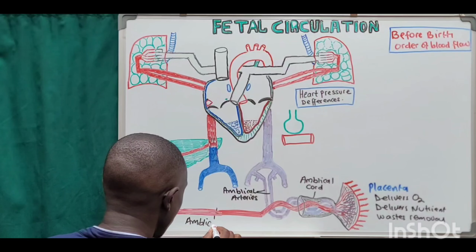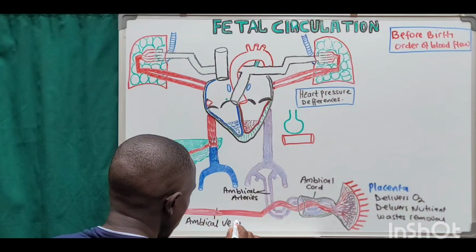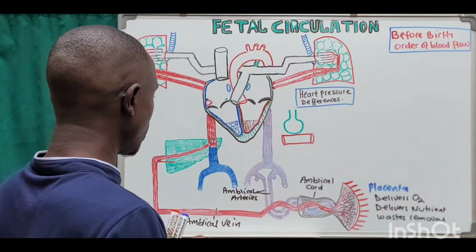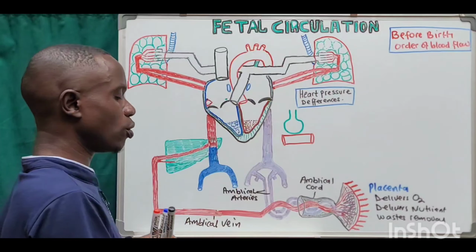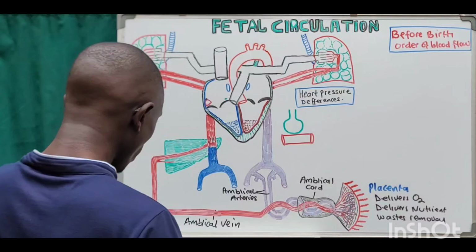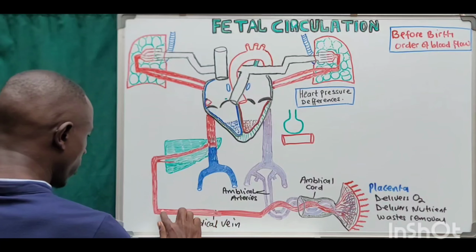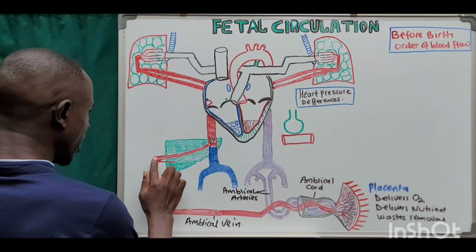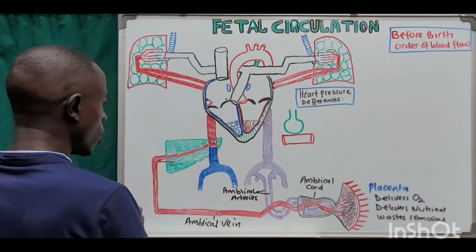Okay, is what we call the umbilical vein. So the umbilical vein is going to be only one. Now, when we move with this umbilical vein, we'll come over here. We have this structure here, which we call the liver.